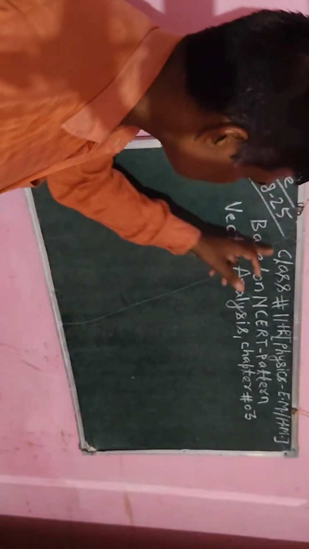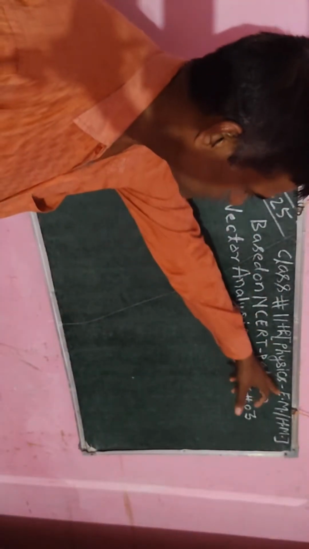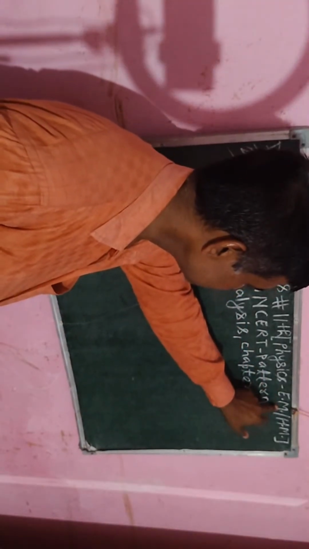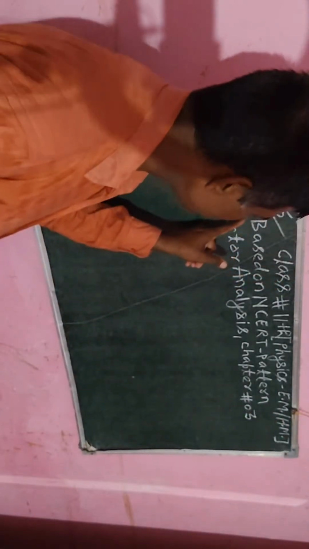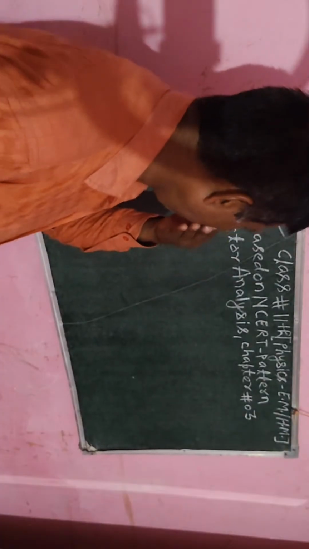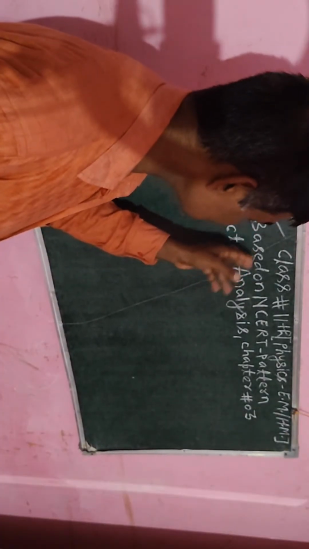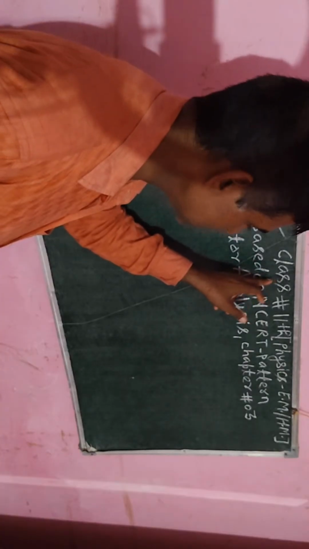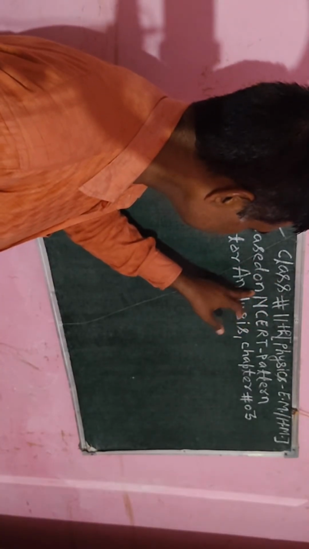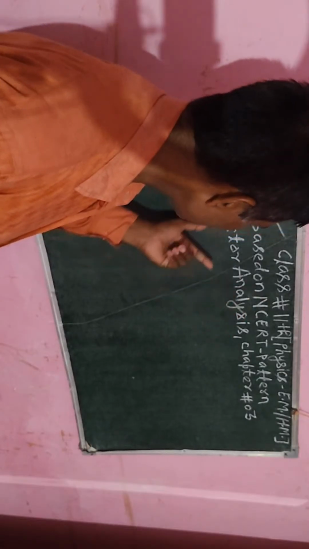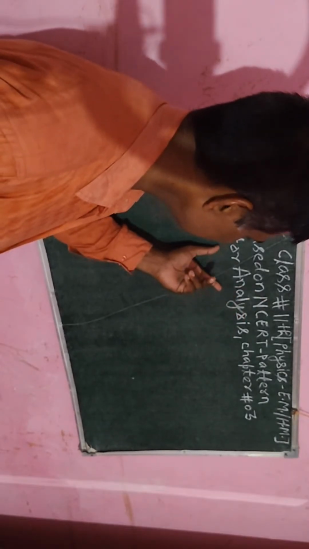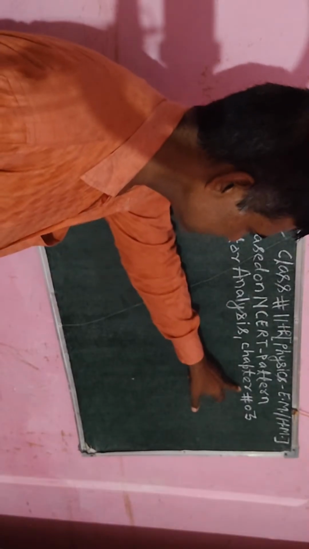Now this is class 11 physics, and it is based on English medium and also Hindi medium. You have to follow this concept, because this book is also based on the NCERT pattern, and I am following those concepts to explain each and every concept in detail. Now this is vector analysis, and it is in chapter number 3.